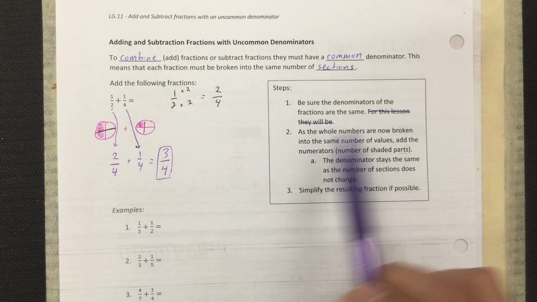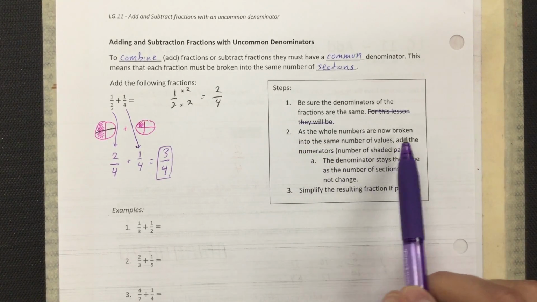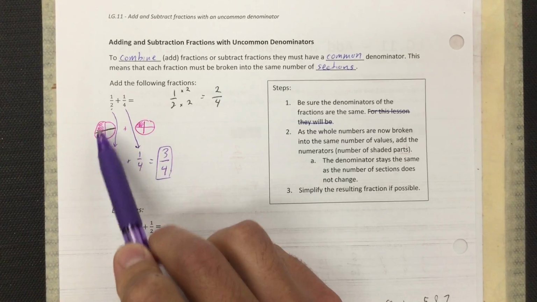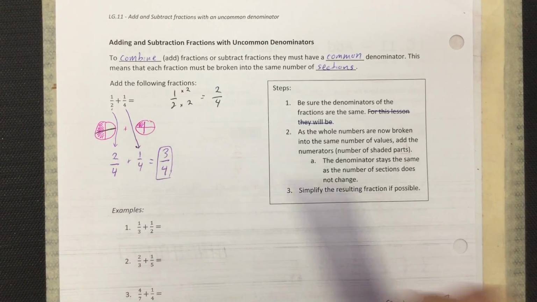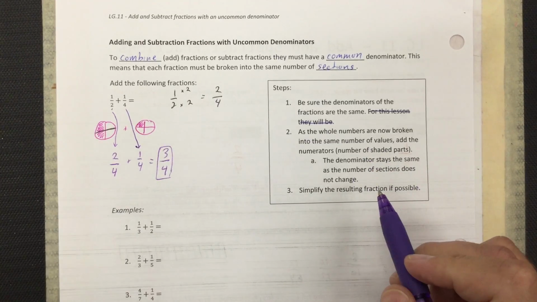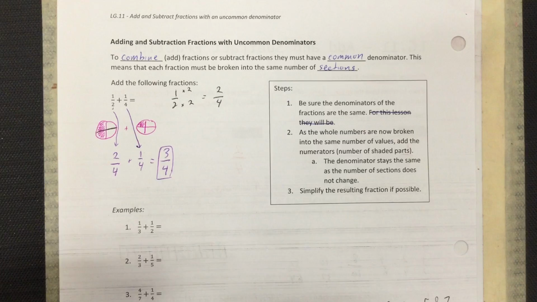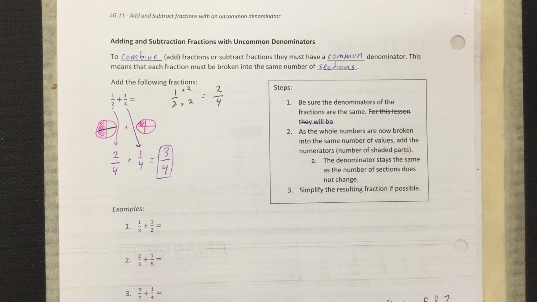So that just follows these steps here. As the whole numbers are now broken into the same number of values, we broke, instead of it being in 2 pieces, it's now in 4 pieces. We can now add the numerators together just as we did when they were the same, because they now are the same.